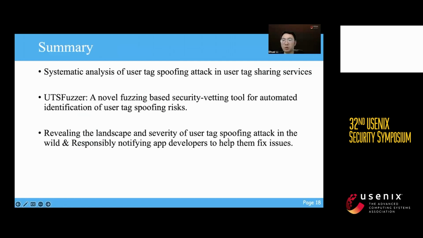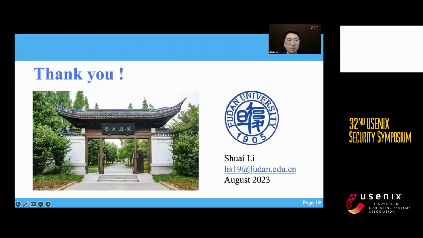In conclusion, in this paper, we first conduct a systematic analysis of the user tag sharing service. Then, according to the two key insights coming from the systematic analysis, we designed a fuzzing-based security rating tool for automated assessment of user tag spoofing risks. Finally, based on this tool, we performed a large-scale security assessment to review the landscape and the severity of user tag spoofing in the wild. And we have responsibly notified the affected app developers to help them fix the issues. For more details, please feel free to follow our paper.